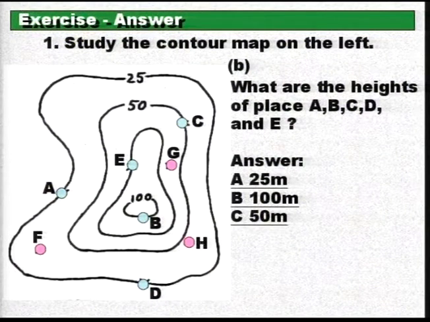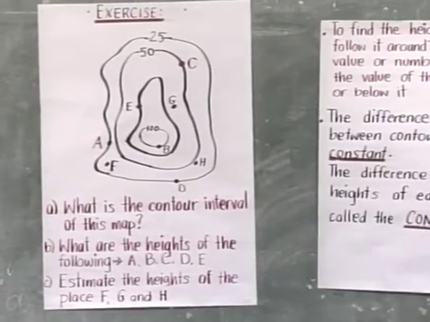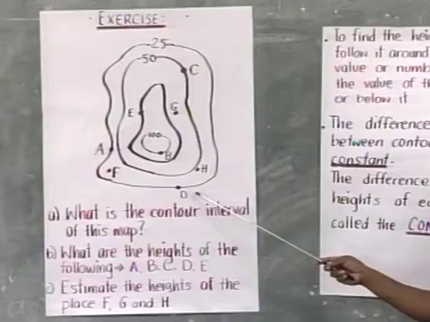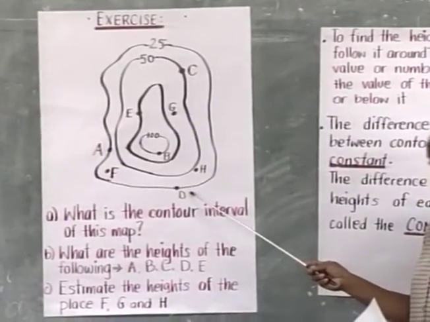And finally, place D. Francis. Place D. This point here. Twenty-five meters is correct. Okay, good. You double check, everyone. 25 meters should be our answer.